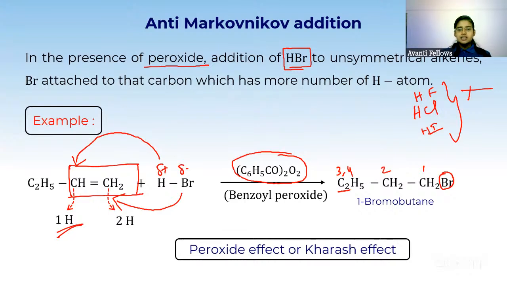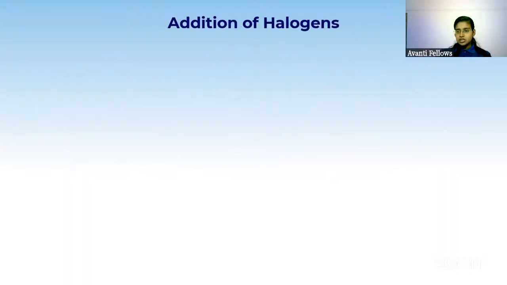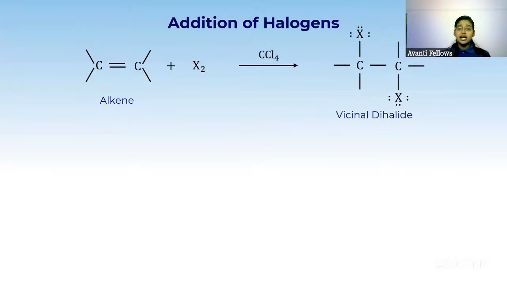The next is the addition of halogens. First was the addition of hydrogen halide, and in that hydrogen halide addition, we have studied 2 rules. One is anti-Markovnikov and the other one is Markovnikov. Now let's go for the addition of halogens. So take an alkene, add halogen in presence of CCl4, you will get the vicinal dihalide. So the halogen can be chlorine or bromine.